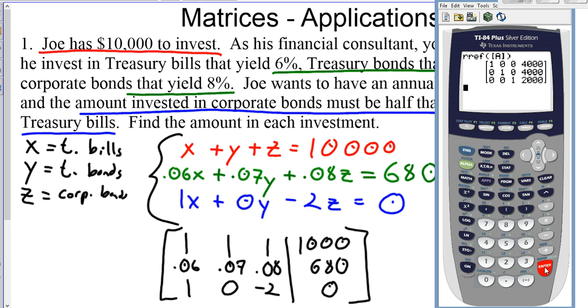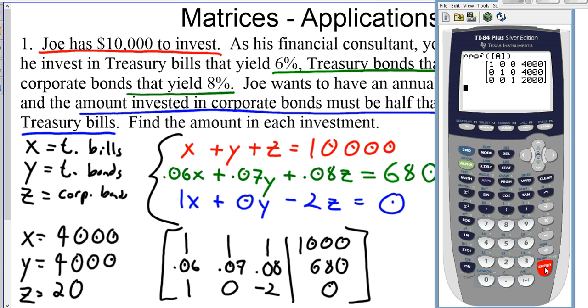And as I can see, I'm going to get my solutions here. So I know that my X is equal to $4,000 to invest in Treasury bills. My Y is going to be 4,000 in Treasury bonds, and my Z, which is my corporate bonds, is going to be 2,000.